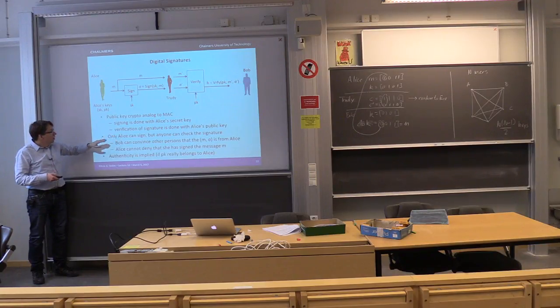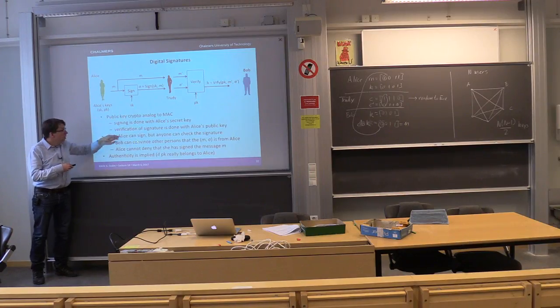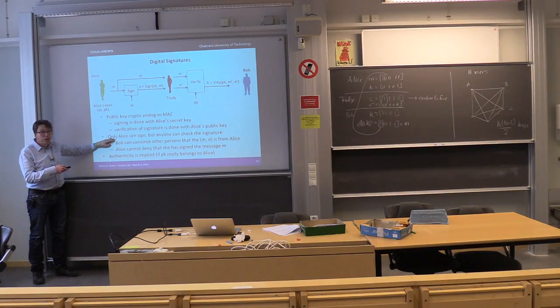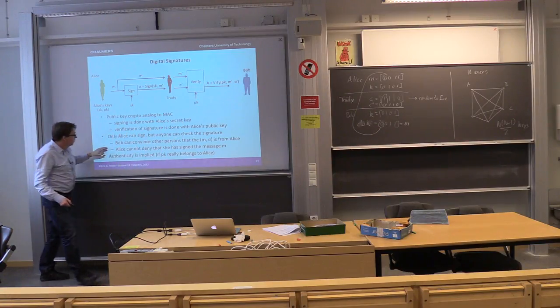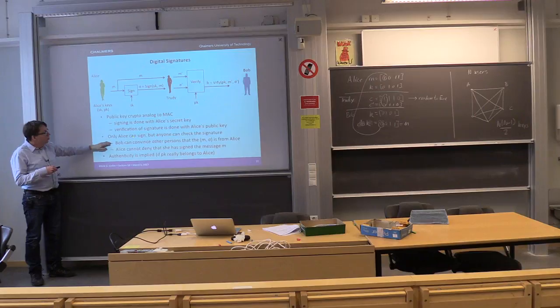Only Alice can sign, because only Alice has the secret key. But anyone can check the signature because everyone knows the public key. So this is good: only Alice can sign, but anybody can check the signature. First of all, if this is a secure scheme, Trudy has no way of forging M prime or sigma prime. But moreover, Bob can convince other persons that M and sigma are from Alice.